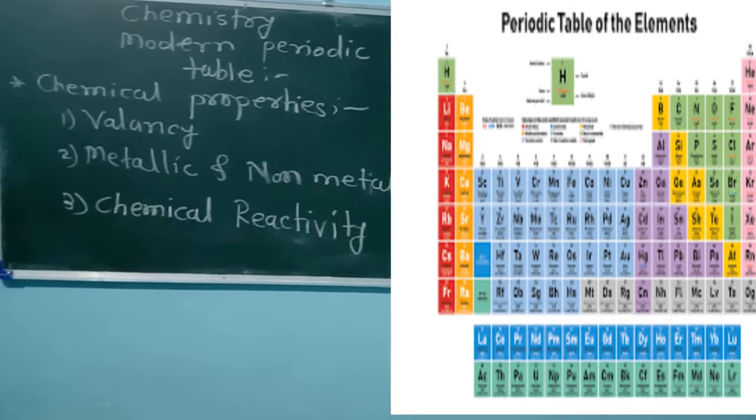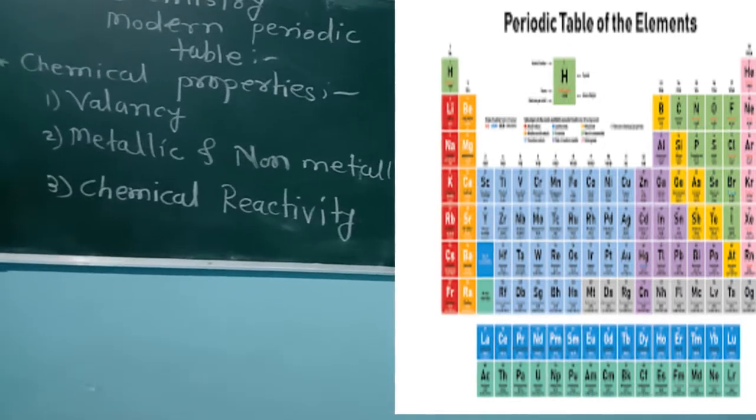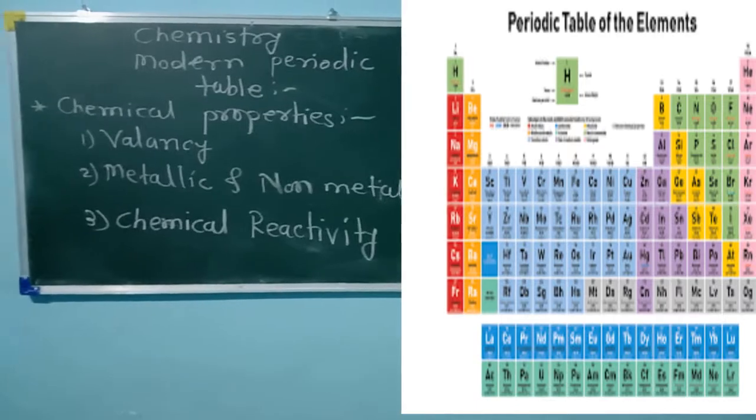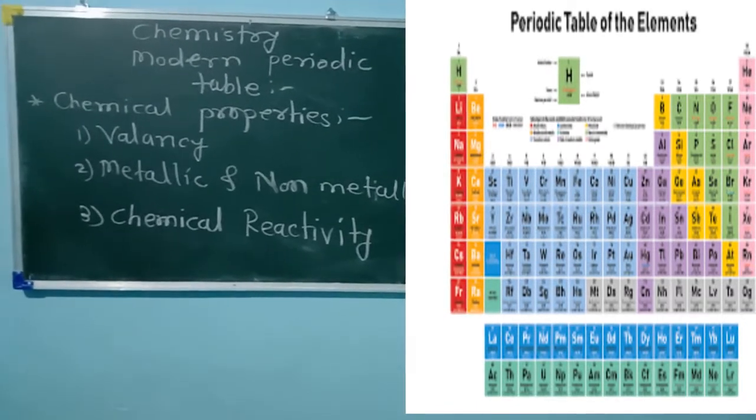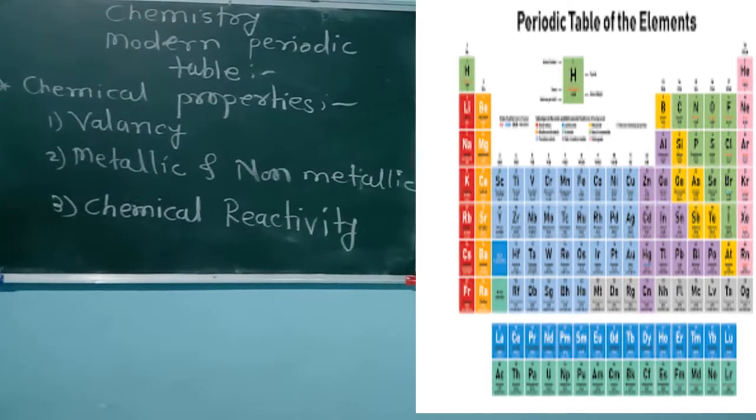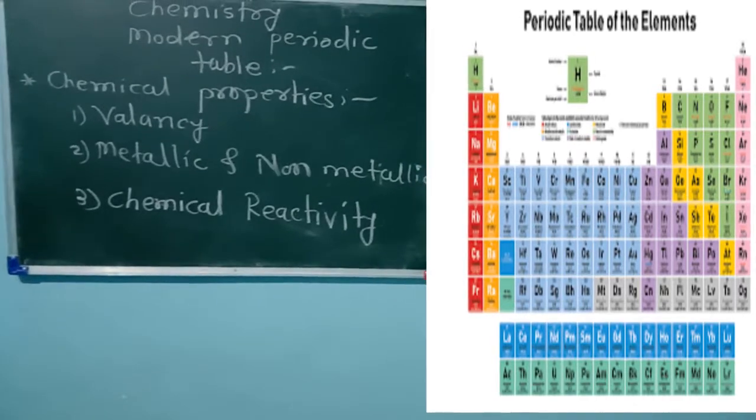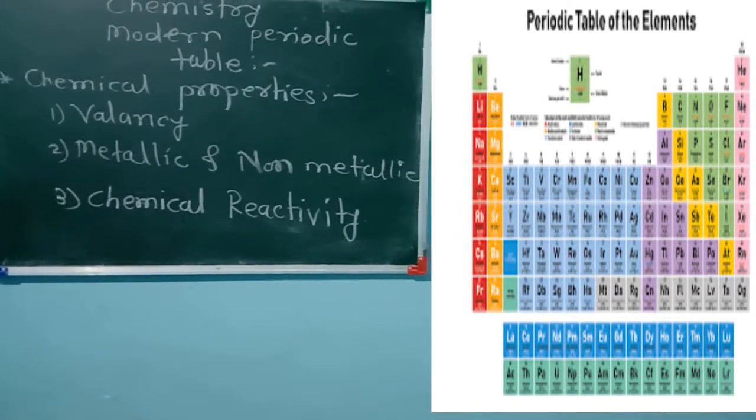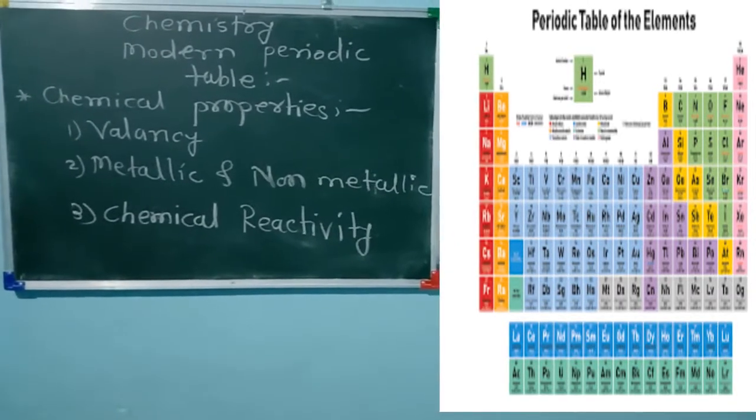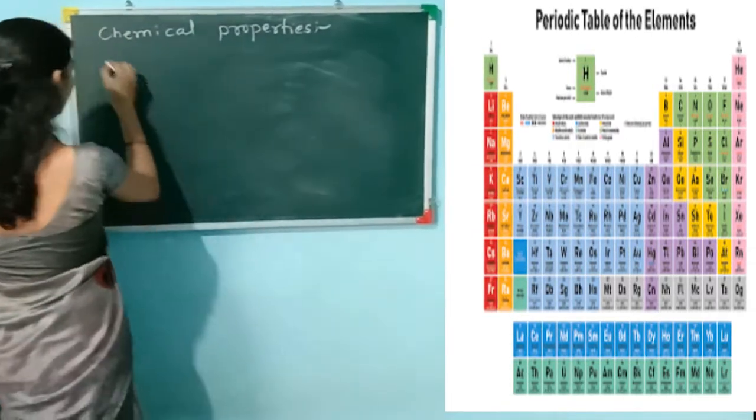From these, the first two properties, valency as well as the metallic and non-metallic character, we discuss here. Also we discuss the formation of compounds and their formulas, how to obtain the formulas of different elements. The chemical reactivity, the third point, has been reduced for this year in our syllabus. We first discuss valency.